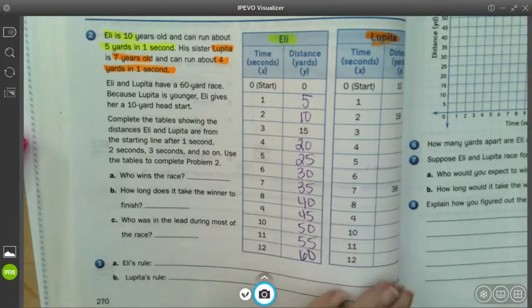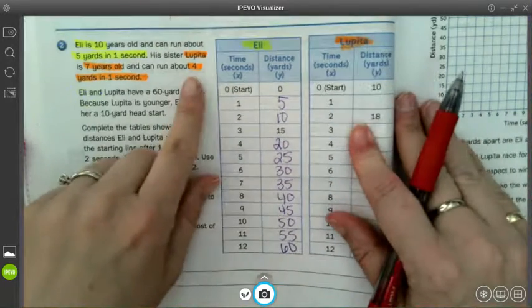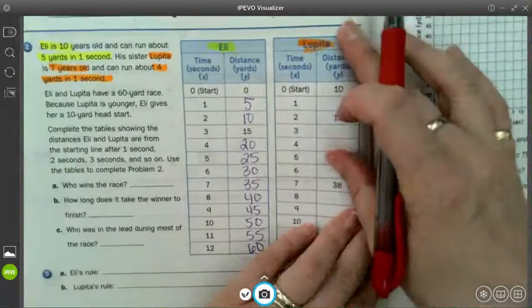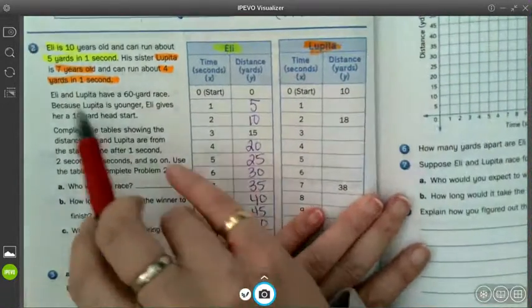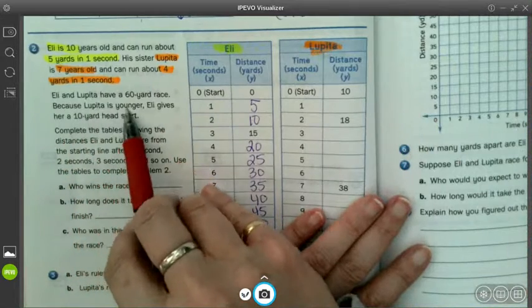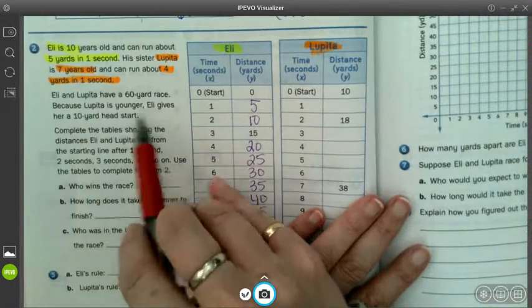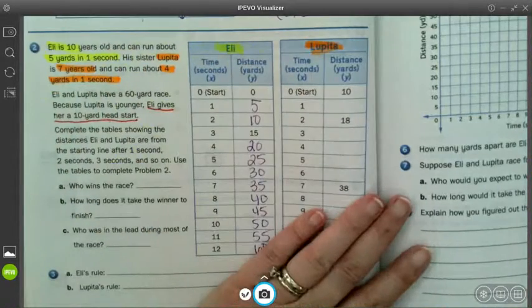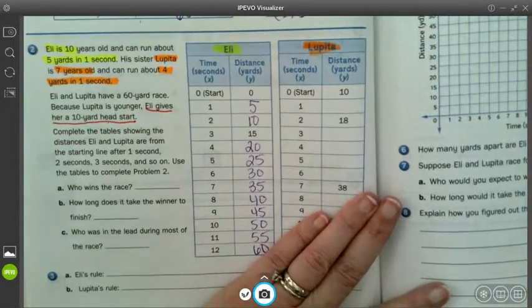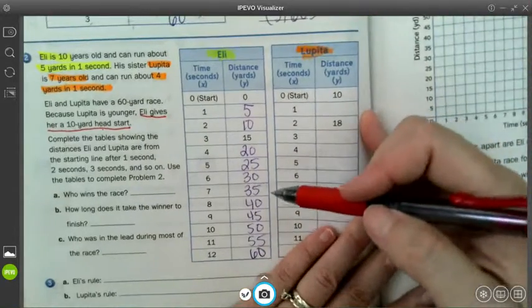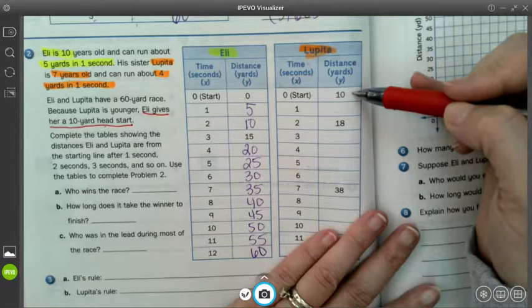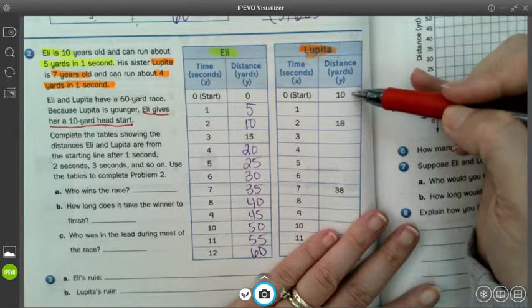Okay, now let's look at Lupita. Lupita can run about 4 yards in 1 second. Okay, now here is the difference. Do you see this part? It says because Lupita is younger, Eli is giving her a 10-yard head start. So if you look at the table for Lupita, at the start she already has 10 yards because he's giving her that head start.